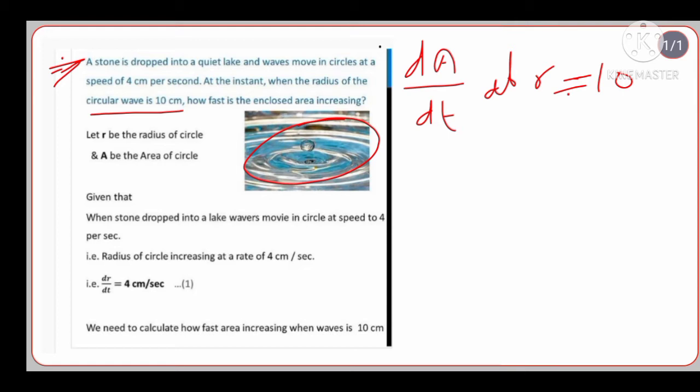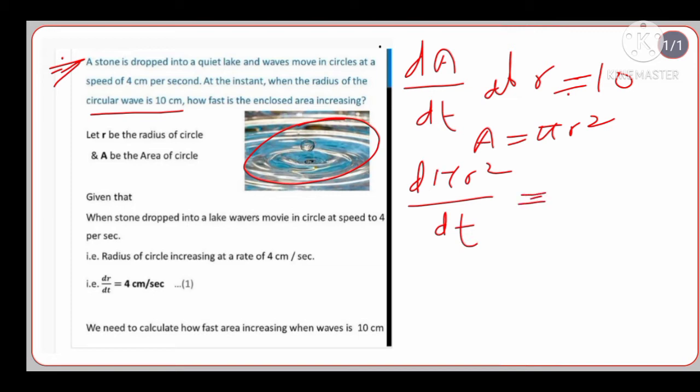So A is nothing but your area, and we know that the area of a circle is pi r square, that everyone knows. So we will put this value in this differentiation: d(pi r square) upon dt. Pi is a constant, so we will keep it outside. So d(r square) by dt. Now here we have to differentiate r square with respect to t.